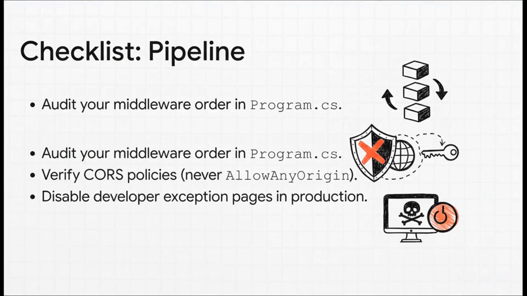First, let's talk pipeline and config. Number 1, open up Program.cs and audit your middleware order. Make absolutely sure UseRouting is called before UseAuthentication and UseAuthorization. Next, check your CORS policies. If you see AllowAnyOrigin and AllowCredentials used together, that's a huge red flag. Fix it. And finally, please double check that you're not shipping the developer exception page to production. That's just giving attackers a roadmap to your code.